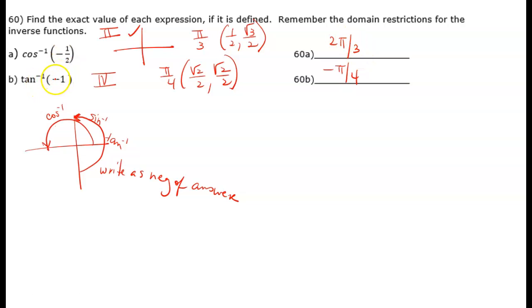Tangent is negative in the fourth quadrant, so I need to look in the fourth quadrant for my answer. The pi over 4s are the ones that have their tangent either 1 or negative 1. So that's why I'm going to use the pi over 4. And then since I need it to be negative in the fourth quadrant, instead of writing it as 7 pi over 4, I'm going to write it as negative pi over 4.